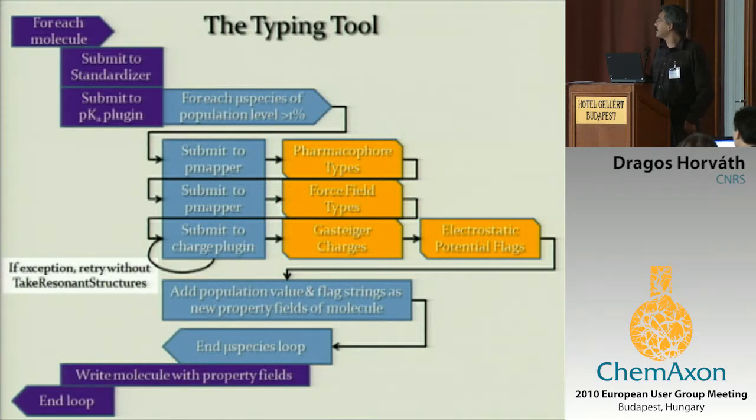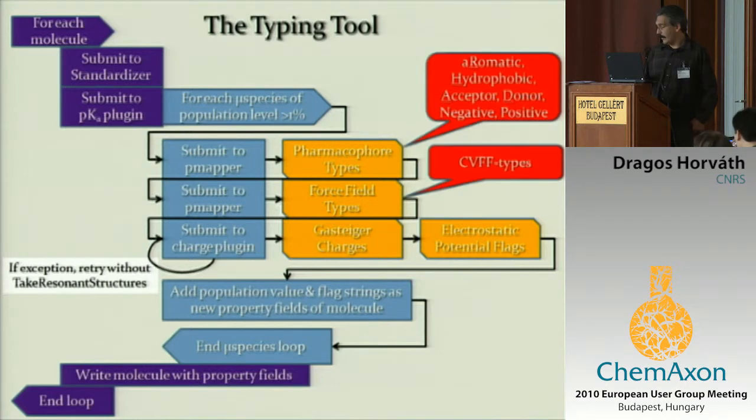This gives us the electrostatic potential flagging. So for each microspecies, we can generate these population values and the flag strings as a new property field of the molecule, and then we loop over all the microspecies and we export the annotated molecule.